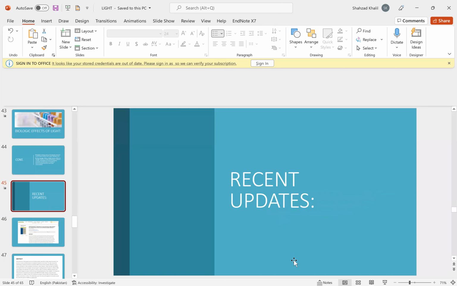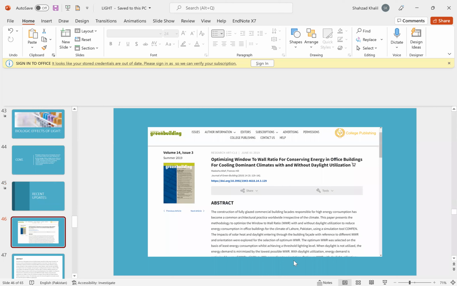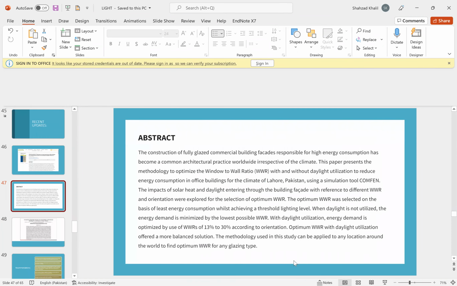Now moving towards the recent updates. One of the articles was on optimizing window to wall ratio for conserving energy in office buildings for cooling dominant climates with and without daylight utilization. In this, the construction of fully glazed commercial building facades, responsible for high energy consumption, has become a common architecture practice worldwide, irrespective of the climate.